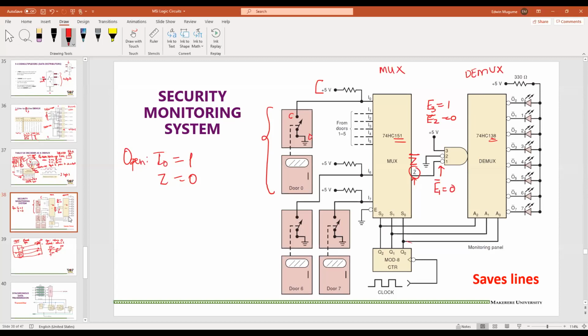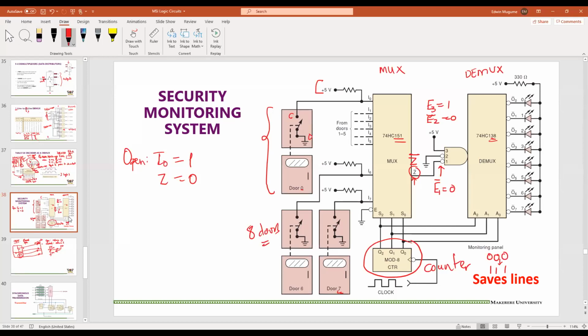You can see here we have a counter. This counter will count from 000 to 111, because we have 8 doors here. So you can see door 0, door 1, door 3, up to door 7. So those are 8 doors. If we had 16 doors, we would need a 4-bit counter, a mod 16 counter, so that we are able to go through all of the doors.